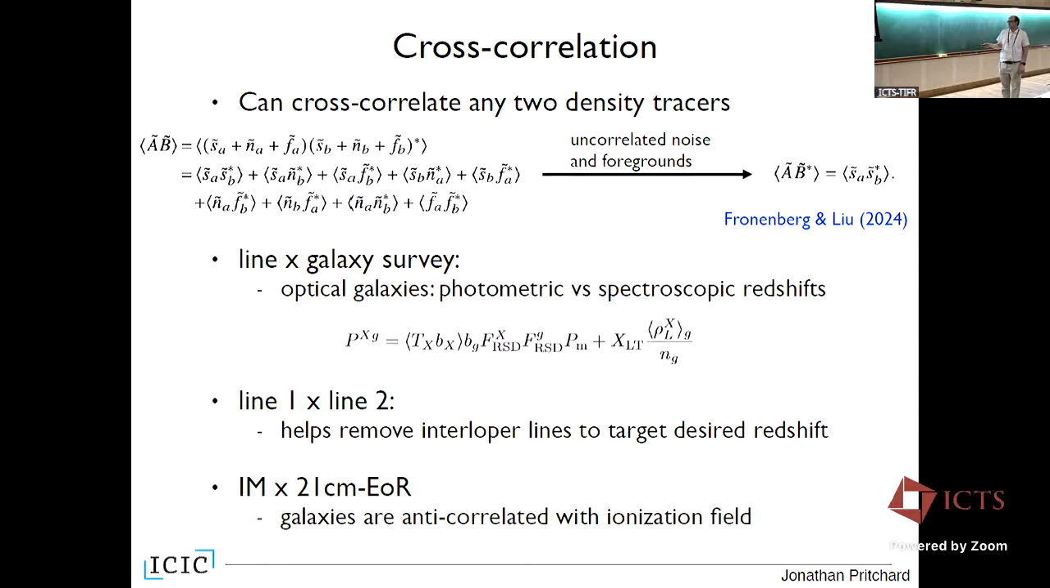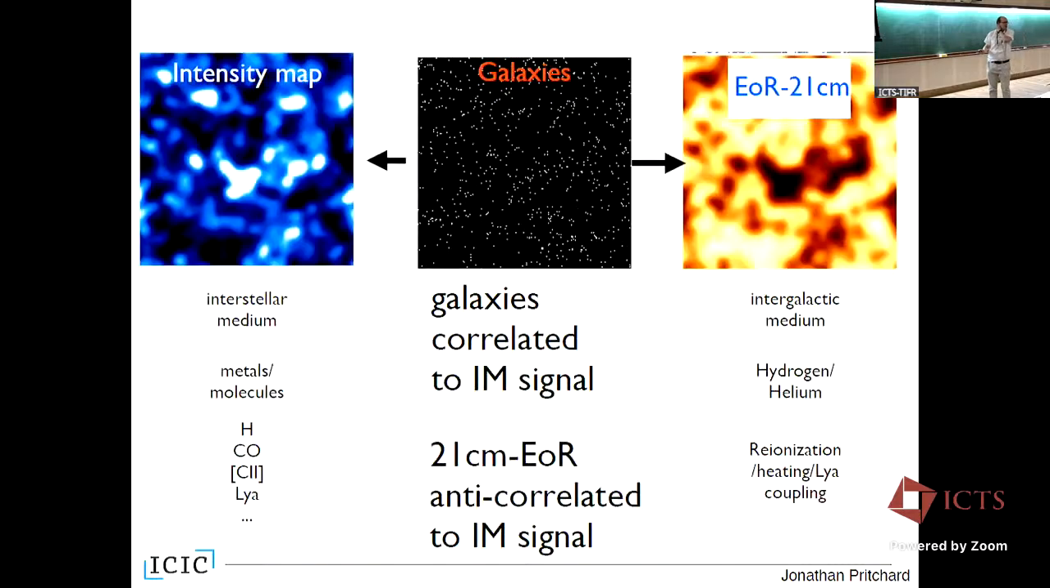And that's particularly nice because that's where you see interesting anti-correlations. So this is my kind of cartoon. So here's galaxies. If you smear over the galaxies with a beam, you get your intensity map. If you do complicated ray tracing and whatever, you get a 21 centimeter ionization field. So wherever there are lots of galaxies, sort of here, you expect to get lots of intensity mapping. So intensity maps and galaxies are correlated with one another.